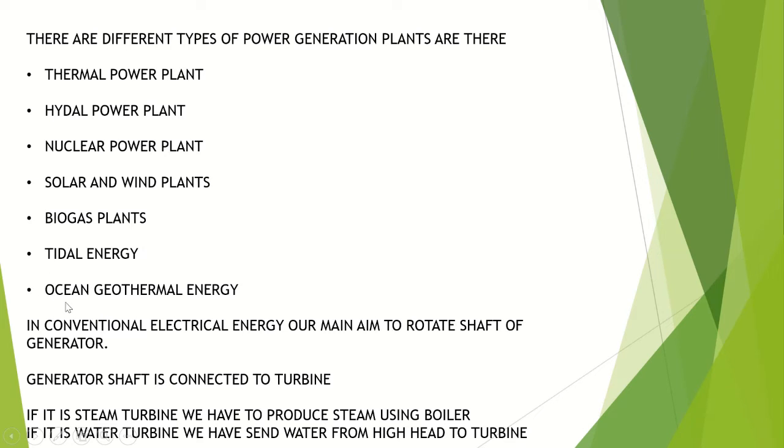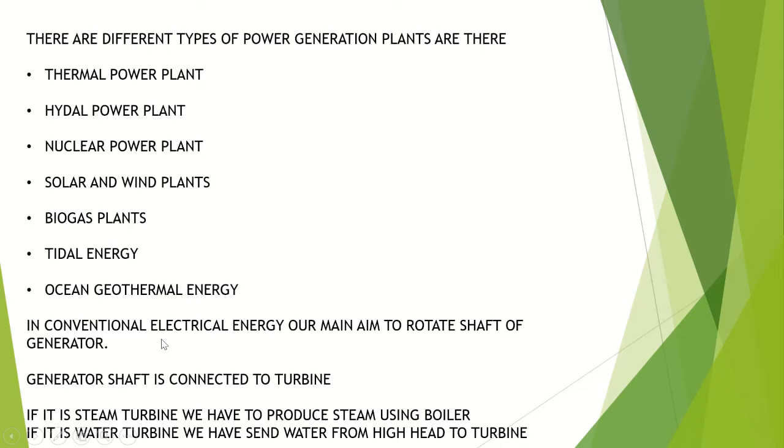Tidal energy and ocean geothermal energy are related to the ocean. Because of the gravitational pull between the earth and moon, tides are created in the ocean. Because of these tides, ebbing and flooding happens, meaning the tide is moving forward and backward. We can harness the ebbing and flooding energy, the tidal energy, into electrical energy using proper water turbines.